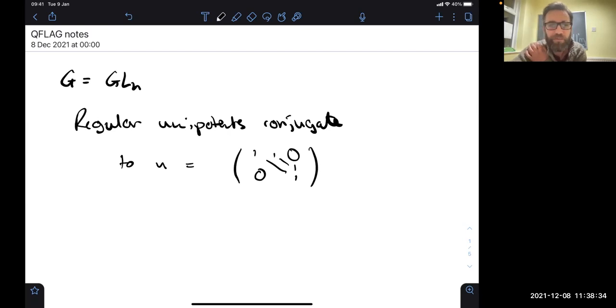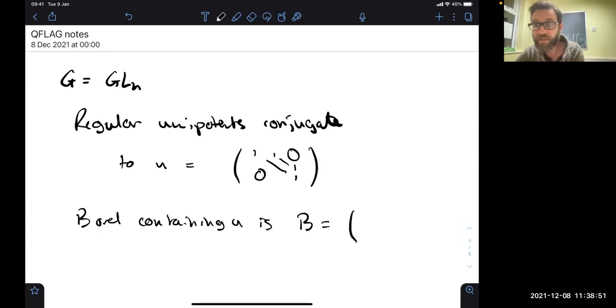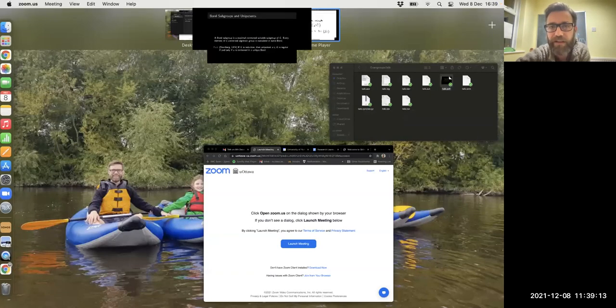And then if I ask you to write down a Borel subgroup containing this guy, well, it won't take you very long to find one. The Borel containing u is the standard upper triangular Borel, right? Okay, and this fact due to Steinberg is that you won't be able to find another one, and that's kind of an easy piece of linear algebra in the case of the general linear group. Okay, so these are the guys I'm interested in, these regular unipotent elements.